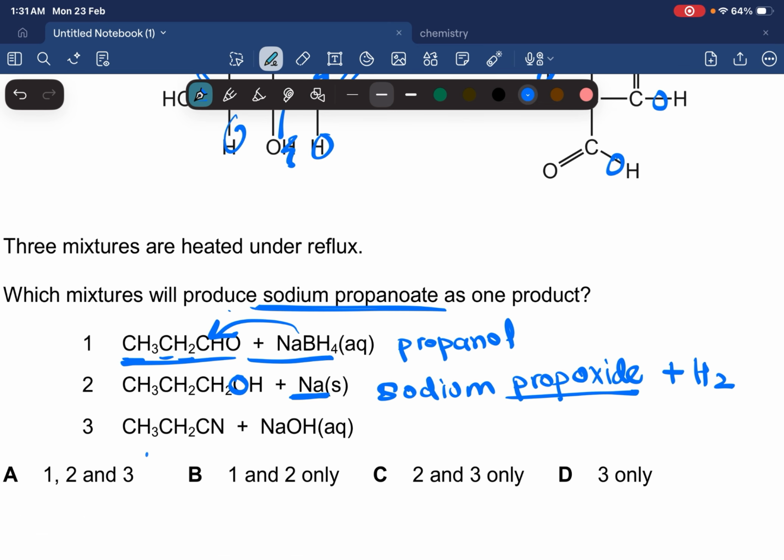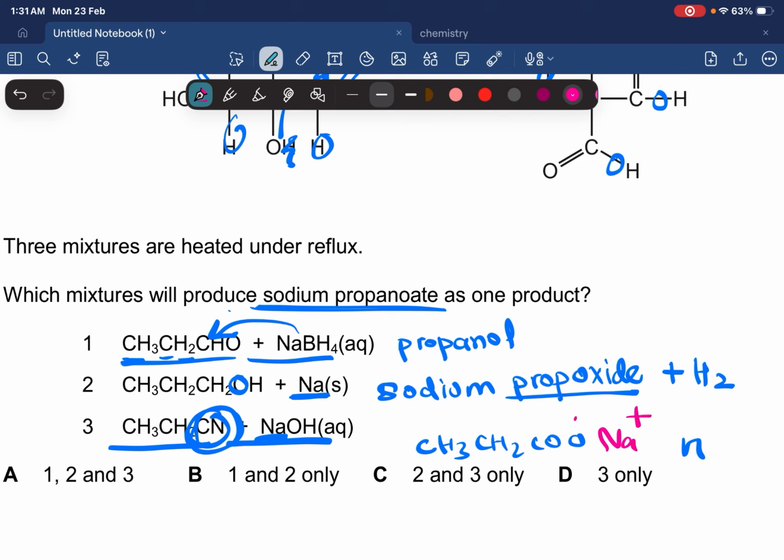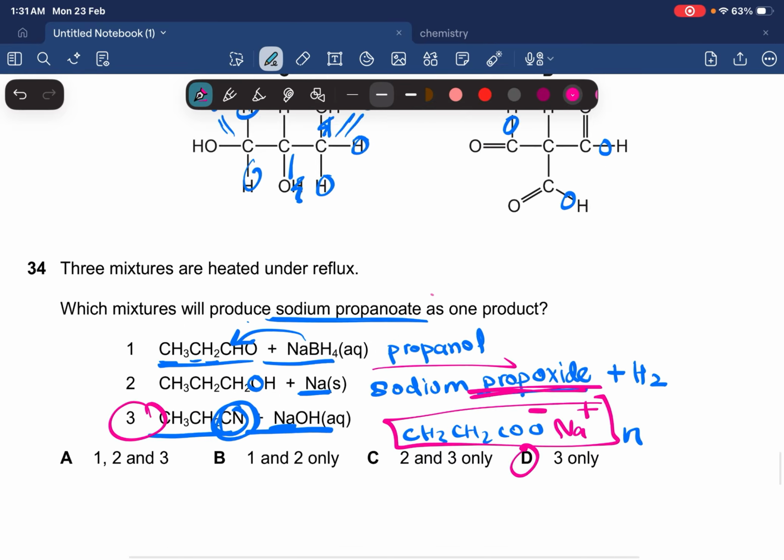Here we have a nitrile and we are doing alkaline hydrolysis. First things first, we're going to form an acid, CH3CH2COOH. This nitrile part is going to convert to an acid, and then this sodium is going to react with this acid and displace this H. Sodium is going to come here, and then sodium gets a positive and this gets a negative, and we form sodium propanoate. So only in reaction 3 we're forming it. Over here I told you we're going to form propoxide, over here propanol.